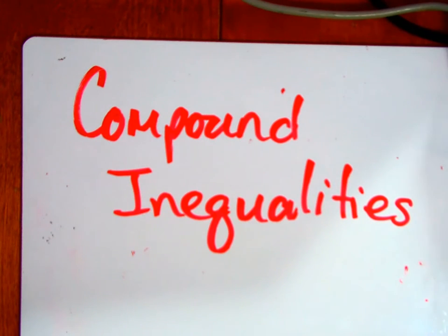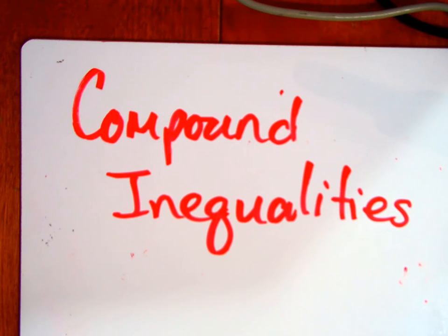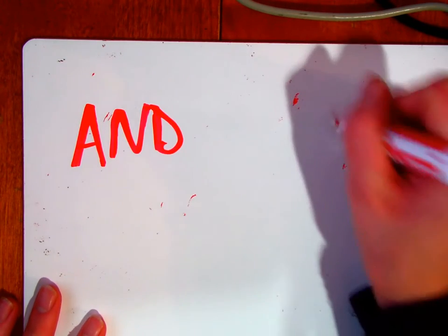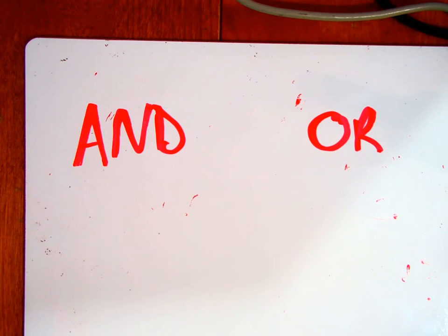Hey guys, today we are going to learn about compound inequalities. What is a compound inequality, you might ask yourself? Well, a compound inequality means that we are just going to be solving more than one inequality at the same time. There are two different types of compound inequalities. One of them is the AND inequality, and the other one is an OR.